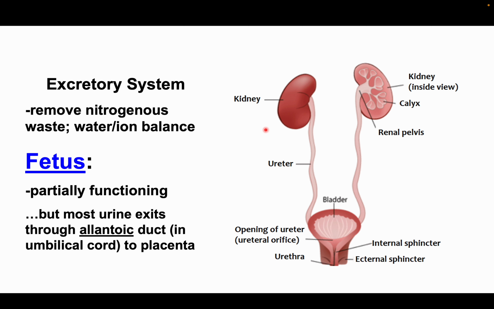So, with the excretory system, the function is to remove nitrogenous waste while at the same time regulating water and ion balance in our body. Because in the fetus, their kidneys are only somewhat functioning, the urine doesn't leave their body like it does in the adult. It leaves their body via the allantoic duct, which is found in the placenta. The excretory system in the fetus is working, but it's considered partially functioning. So let's start with the kidneys first.